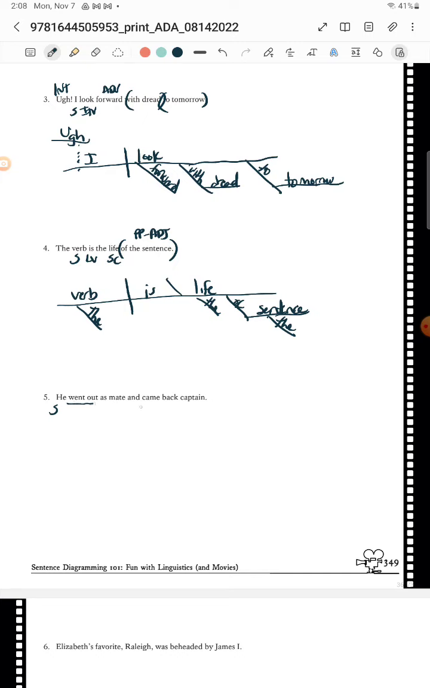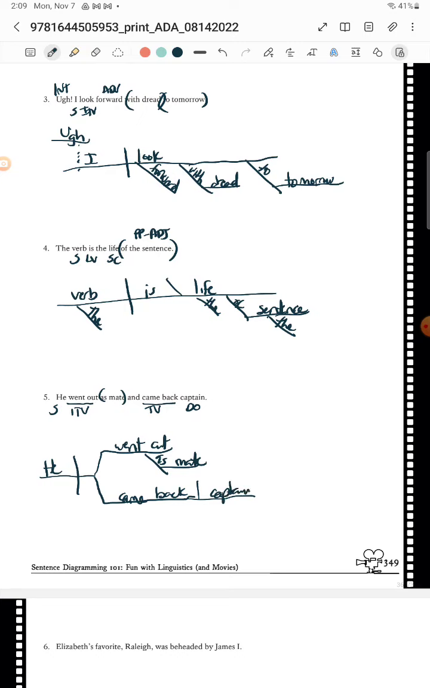Ooh, number 5 is fun. So he went out, phrasal verb, came back, phrasal verb. So what did he do? As mate, came back captain. Oh, so we've got a little subject complement happening, but we also have a stevedore. That's fun. Okay, well, we know that, and then what did he do? He went out as mate, and then he came back. Yep. And then what did he come back as? Captain. And that was a good time.